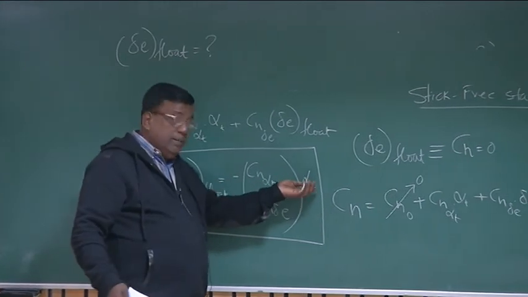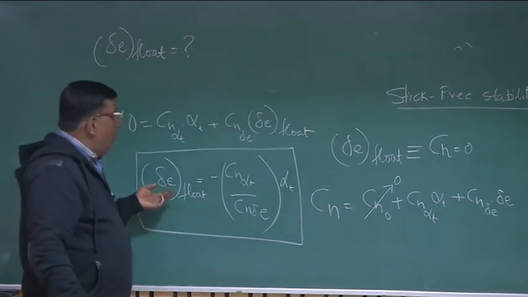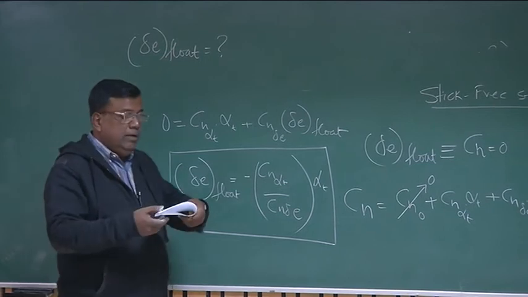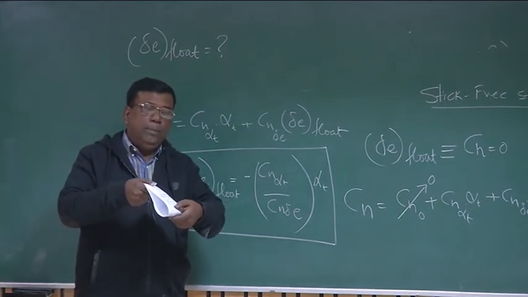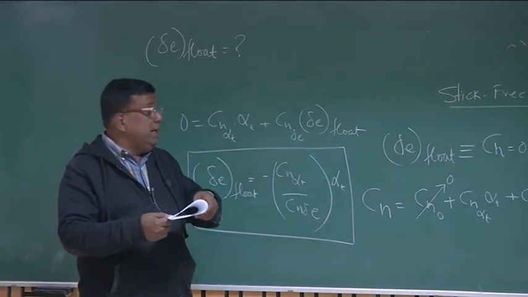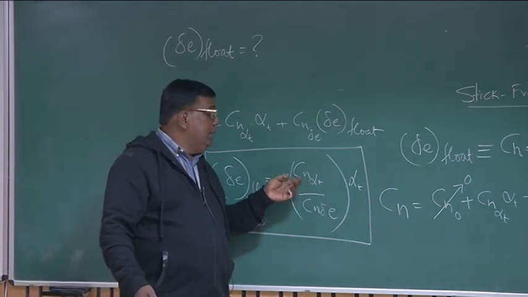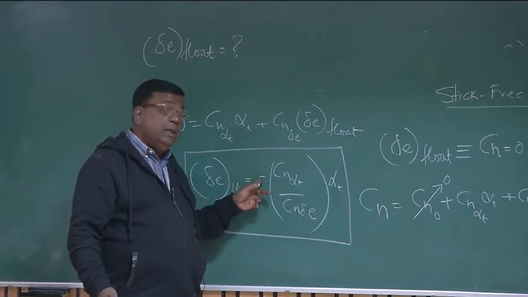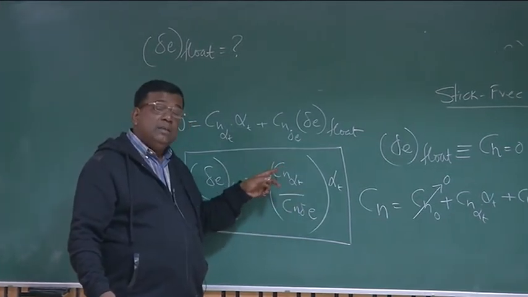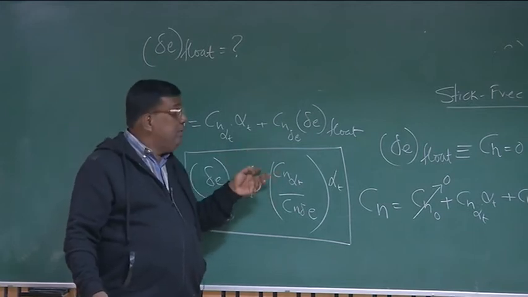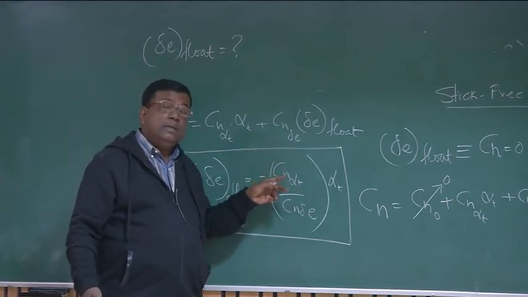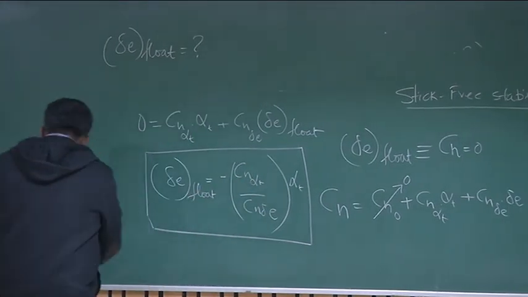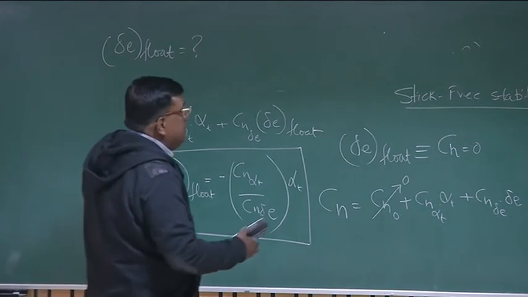Let's say alpha t is positive. For a positive alpha t, whether delta E, that is the elevator, will go up, float up or float down, who will be deciding that? That will be decided by the sign of CH alpha t by CH delta E along with the minus here. If this number comes minus, that means it will float up. If this total number comes plus, it will go down for a positive alpha t. Let us see what is CH alpha t and CH delta E as far as their signs are concerned.